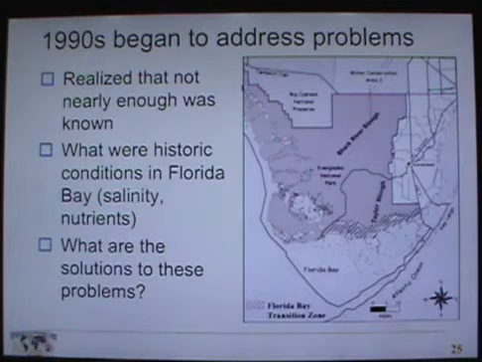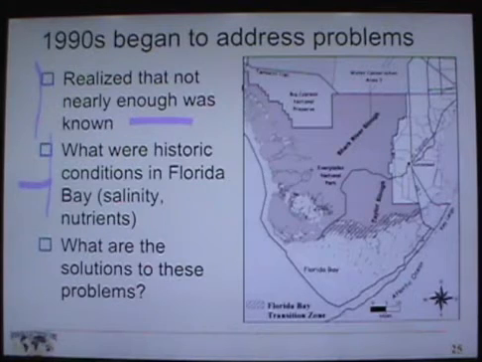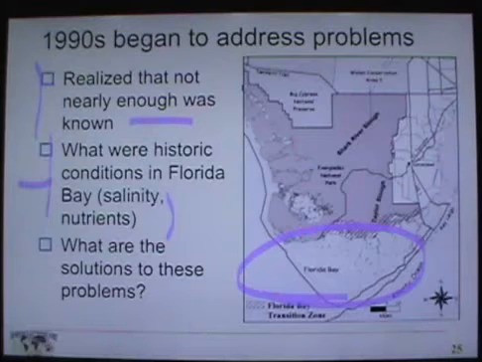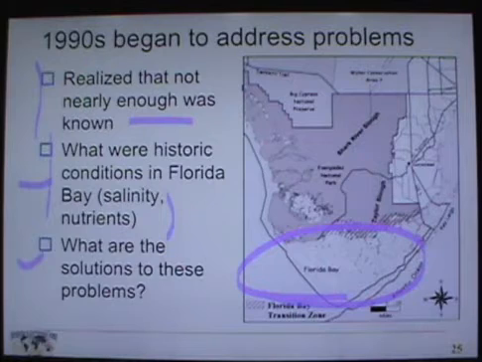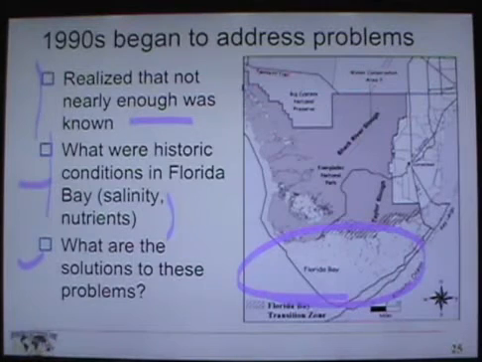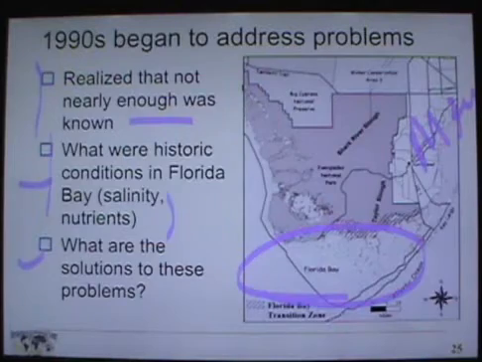1990 began to address the problems, but not nearly enough was known about it. What were the historic conditions? Salinity, nutrients. How did Florida Bay formerly behave? What happened with it? How did the water flow? And what are the solutions to these problems? Well, restore the flow seems easy enough, but it's not all that easy because you have Miami right there, sort of.